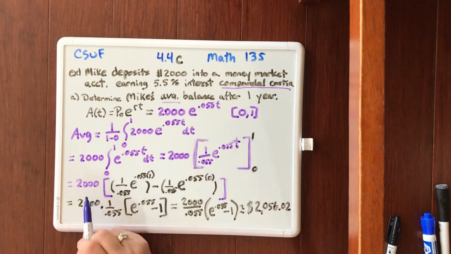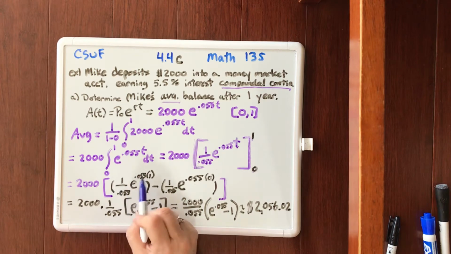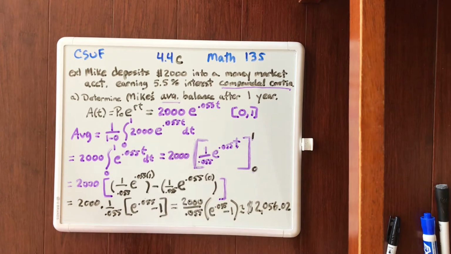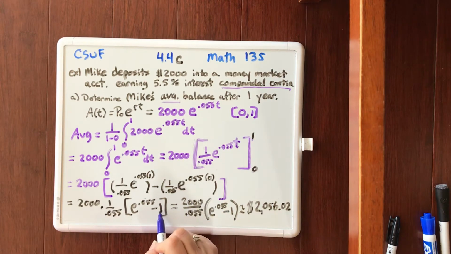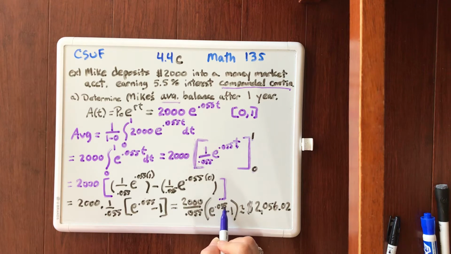So here we have 2,000 times f of b minus f of a. So we put the 1 into the function, f of b minus f of a. We put in a 1 there, a 0 there, and then I noticed 0.055 they each have in common, so let's factor that out and multiply it by 2,000. e to the 0 is 1. So 2,000 divided by 0.055, times e to the 0.055 minus 1, so we do this as well, and our end result will be $2,056.02.